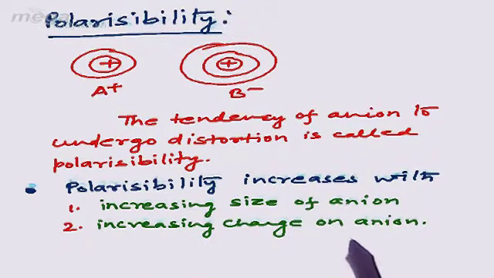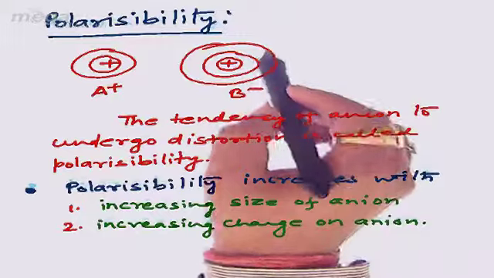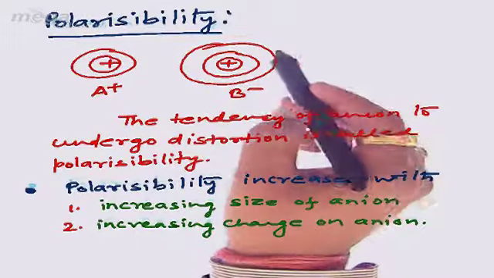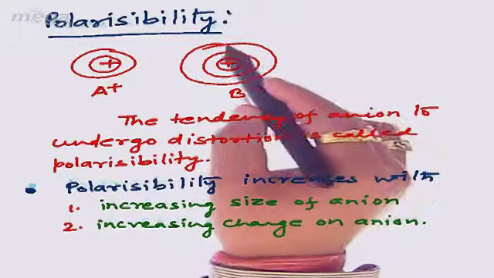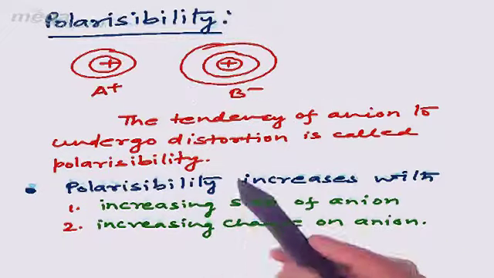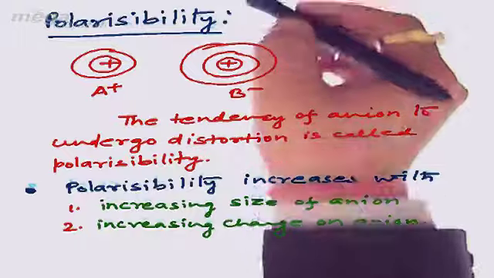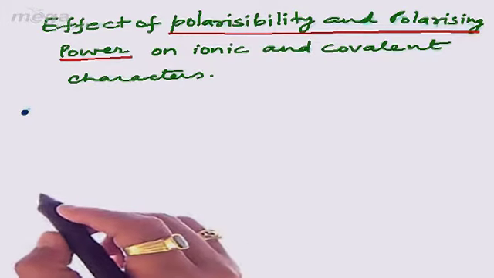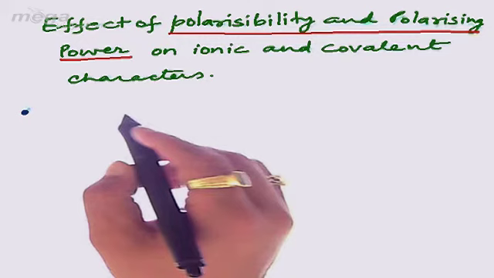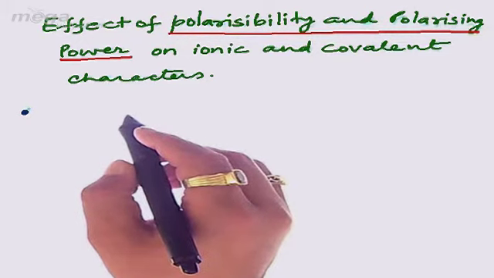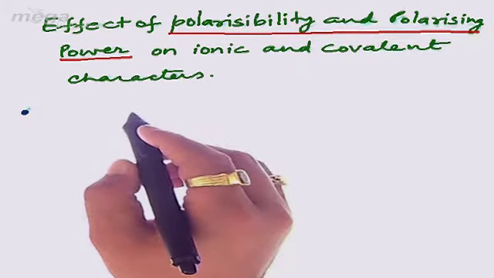Similarly, if the charge on anion is increased, then again that will lead to increase in the number of shells, or the increase in the size, and again that will have more distortion and more polarizability. Now we shall discuss what is the effect of polarizing power and polarizability on the covalent and the ionic character. So we have already discussed that if the distortion made by cation to anion increases, then the covalent character increases and ionic character decreases.